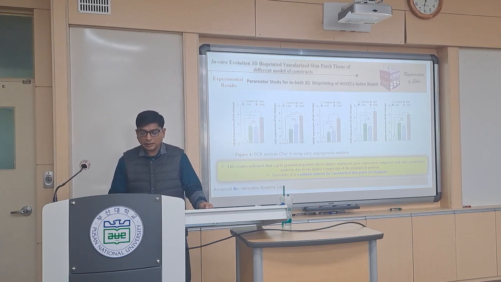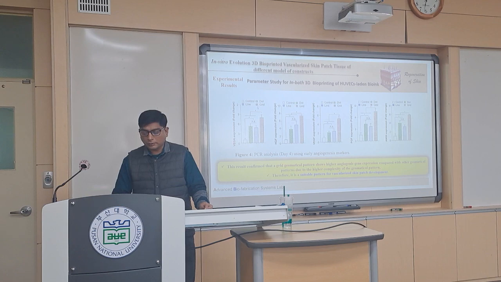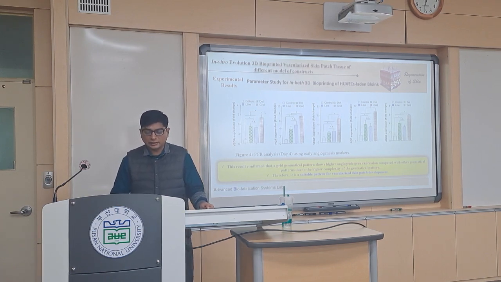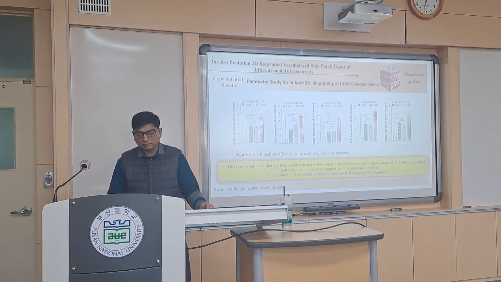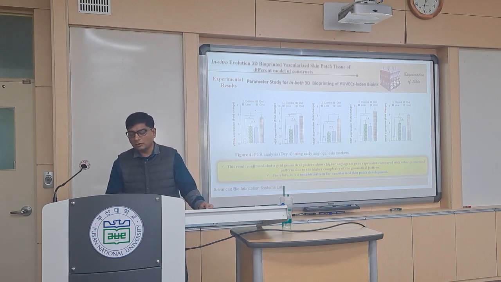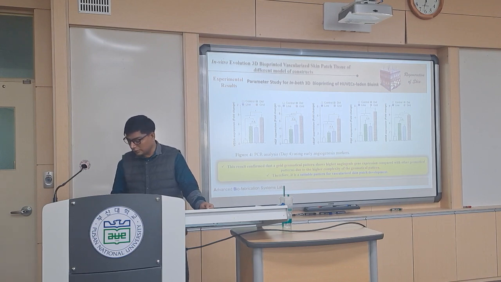And this is the PCR result, for all patterns: dot, grid and line. We get the grid pattern with higher angiogenic activity. This result confirmed that the grid geometrical pattern shows higher angiogenic gene expression compared with the other geometrical patterns, due to the higher complexity of the pattern. Therefore it is a suitable pattern for vascularized skin patch development.